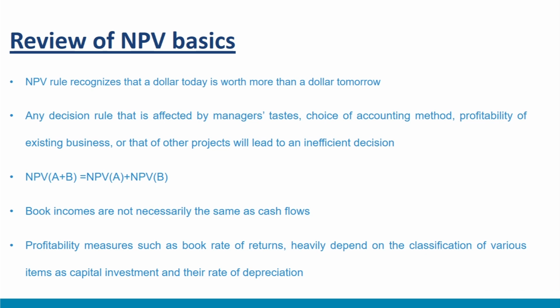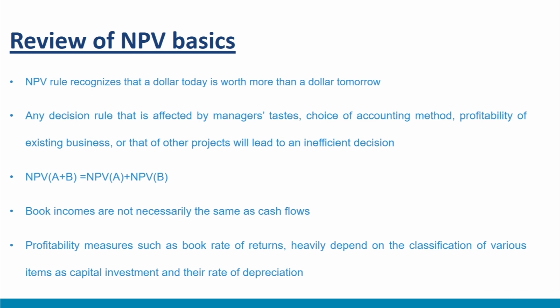Companies report their incomes frequently. These book incomes are not necessarily the same as cash flows. Take for example the case of depreciation expenses. Even though it is a non-cash expense, it is subtracted from book income to arrive at profits. Therefore, profitability measures such as book rate of returns heavily depend on the classification of various items as capital investment and their rate of depreciation. However, it should be very clear by now that a project selection or rejection should not depend on how accountants classify cash flows or expenses. Thus, measures such as book rate of return are not considered robust.